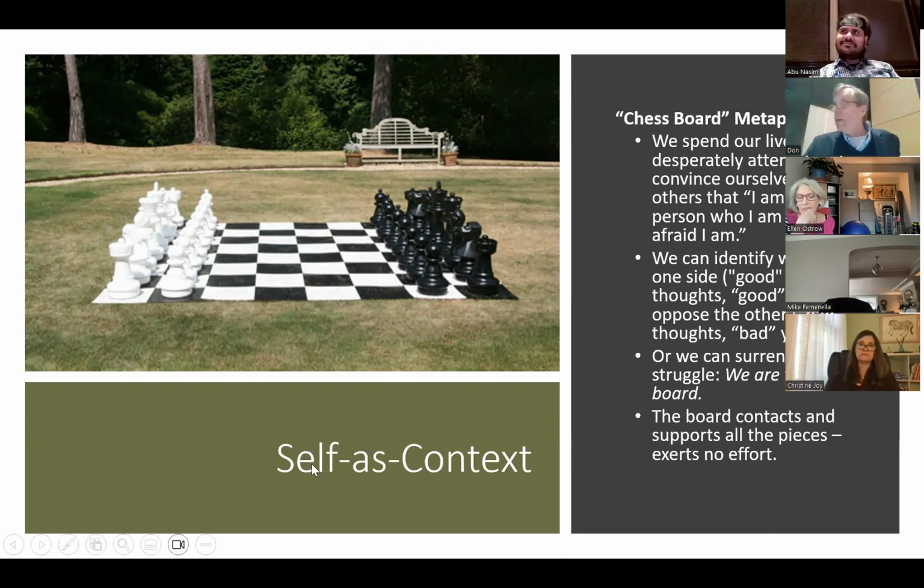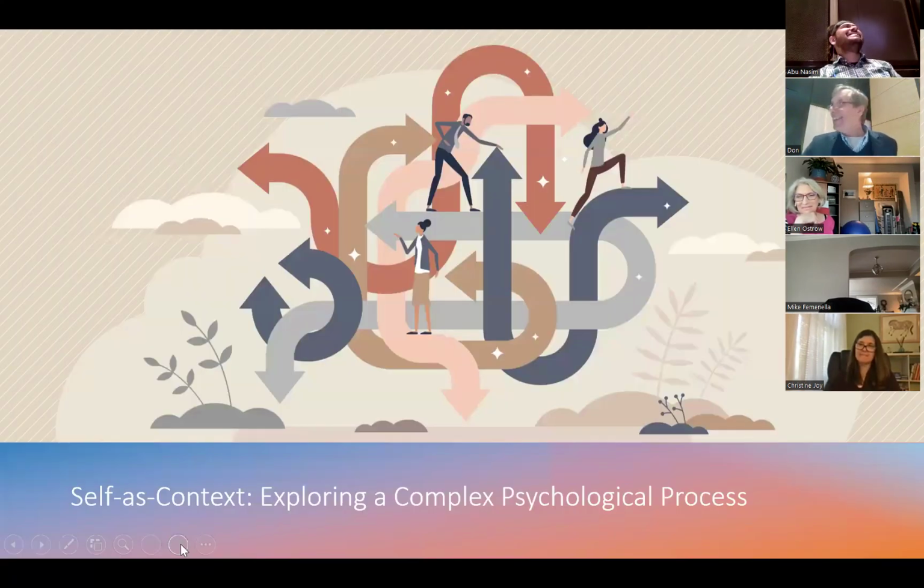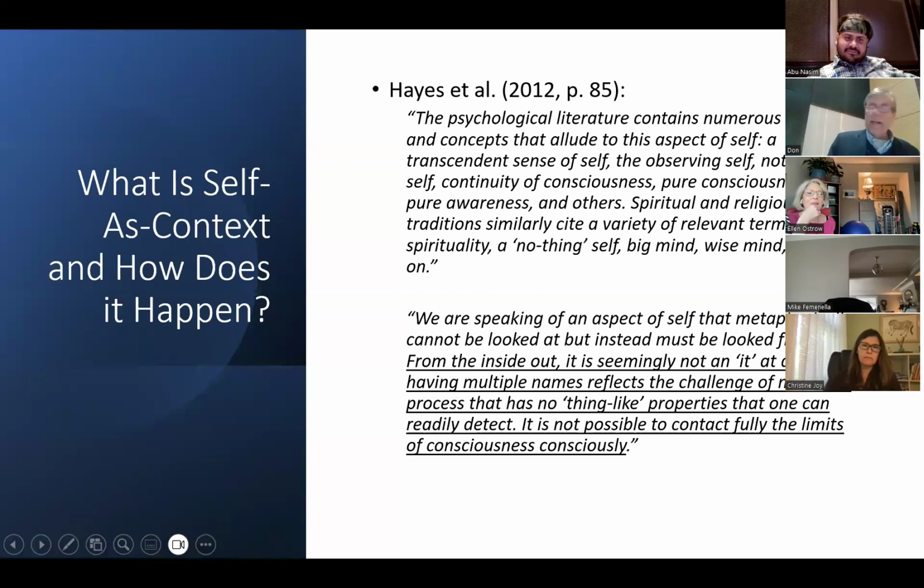Okay. Well, if that wasn't confusing enough, what I want to do next is talk a little bit about self as context as a psychological process, and particularly look at the way that self as context is described in the ACT literature. So I'm going to start with the ACT book, the 2012 second edition, Hayes, Strosahl, and Wilson. The first one's 1999, and this is the 2012 one. And I just want to read this definition to you.